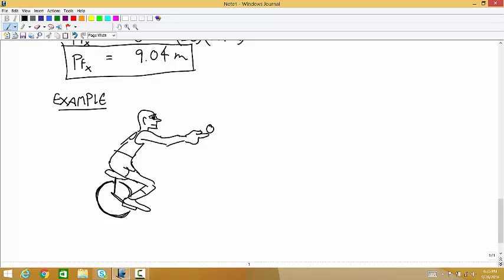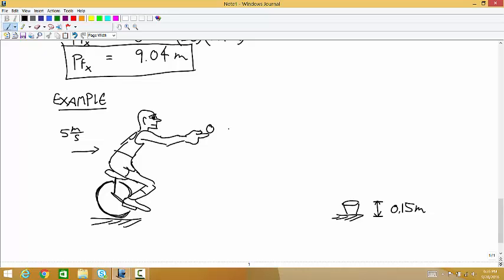Okay, so the unicycle is going this way at 5 meters per second. And there's a cup on the floor over here. The top of the cup is 0.15 meters above the ground. That's how tall the cup is.